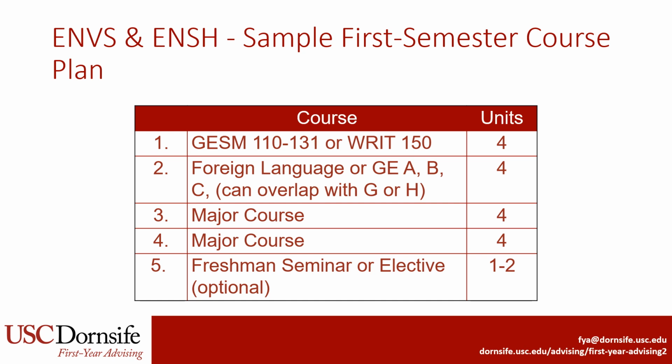In terms of major coursework, for environmental studies, the most common combination is ENST 100 and Geology 160. For environmental science and health, the most common combination is ENST 320A and one from chemistry, math, or biology. But this will vary based on the individual student. Your first-year advisor will provide you with an individualized course plan so you'll know exactly what you should be enrolling in. Some students may also choose to enroll in an optional 5th course, such as a freshman seminar. Your tuition covers up to 18 units per semester.